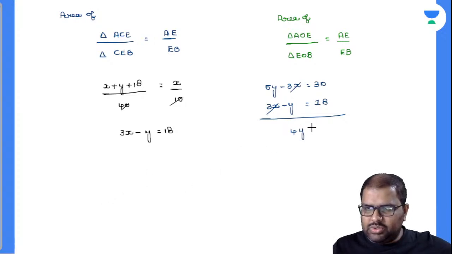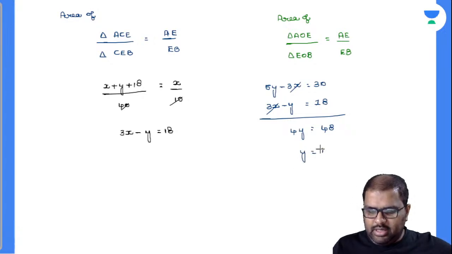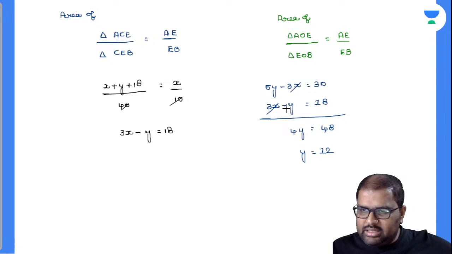Am I right or wrong? So this will be 48. Now y value will be how much? 12. Now see here, I got the answer there, right? If y value is 12, this y will go that side. 12 plus 18 will be how much?